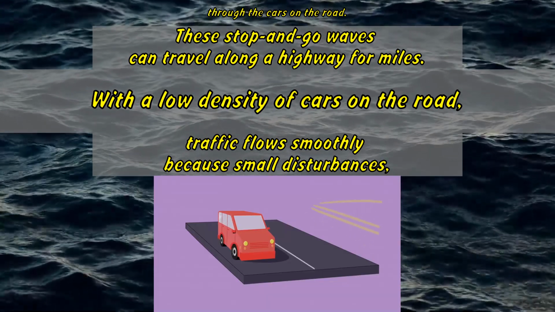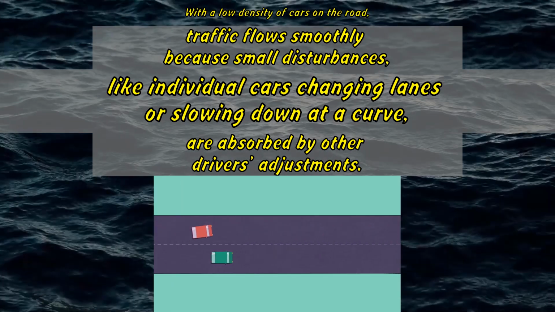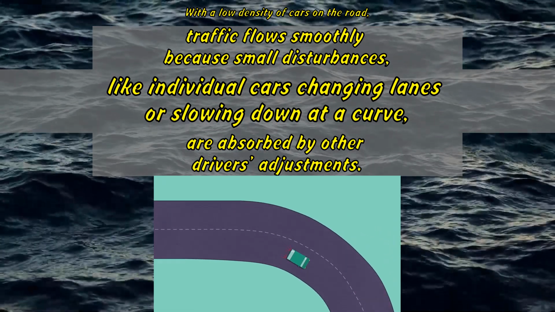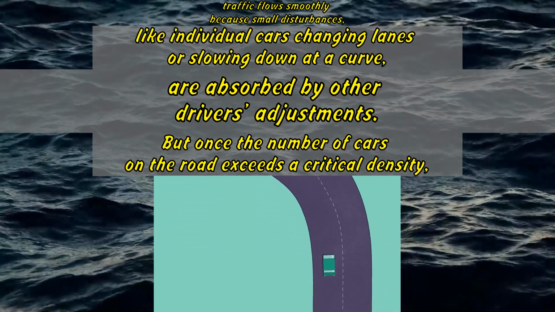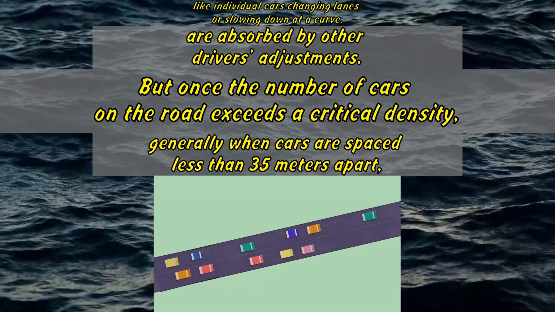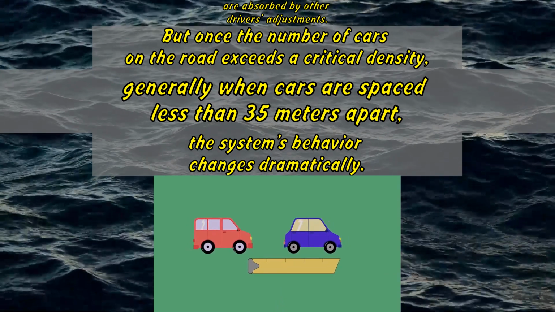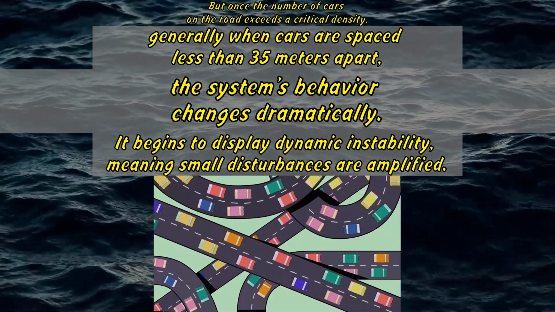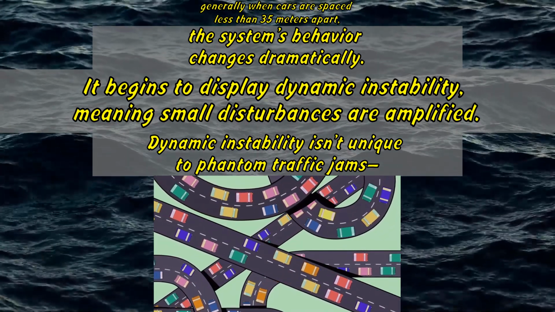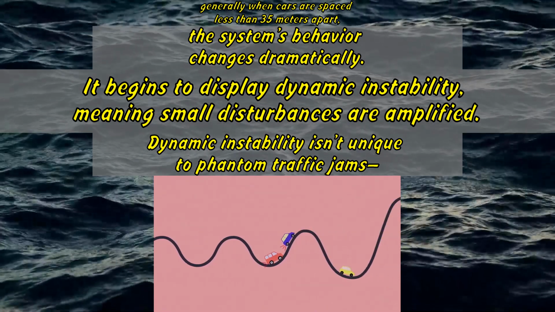With a low density of cars on the road, traffic flows smoothly because small disturbances like individual cars changing lanes or slowing down at a curve are absorbed by other drivers' adjustments. But once the number of cars on the road exceeds a critical density, generally when cars are spaced less than 35 meters apart, the system's behavior changes dramatically. It begins to display dynamic instability, meaning small disturbances are amplified.